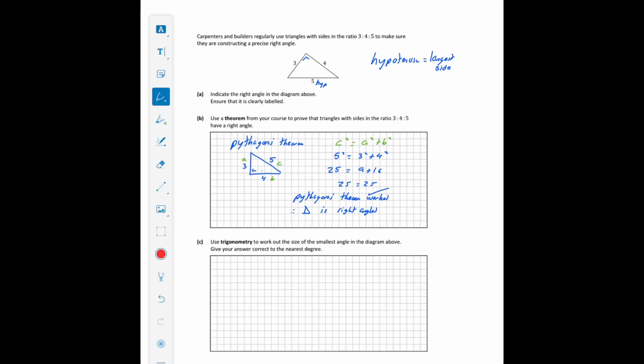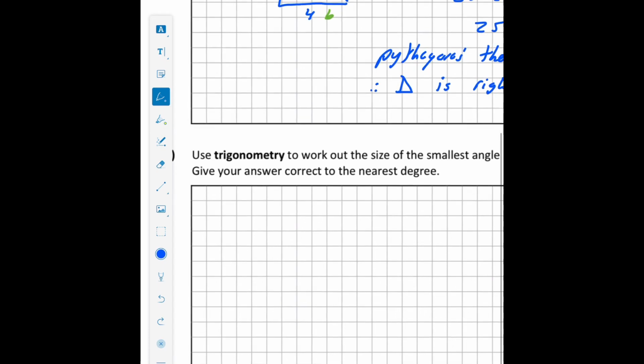Now moving on to part C, it says use trigonometry. Love that word, because the second I see it, I'm like, it's either Pythagoras or SOHCAHTOA, to work out the size of the smallest angle in the diagram above. The diagram they drew is essentially the same as this diagram here, so I'm going to work with the one I drew, just because it's the usual way we're used to seeing a triangle. So I have my sides: 5, 3, and 4.